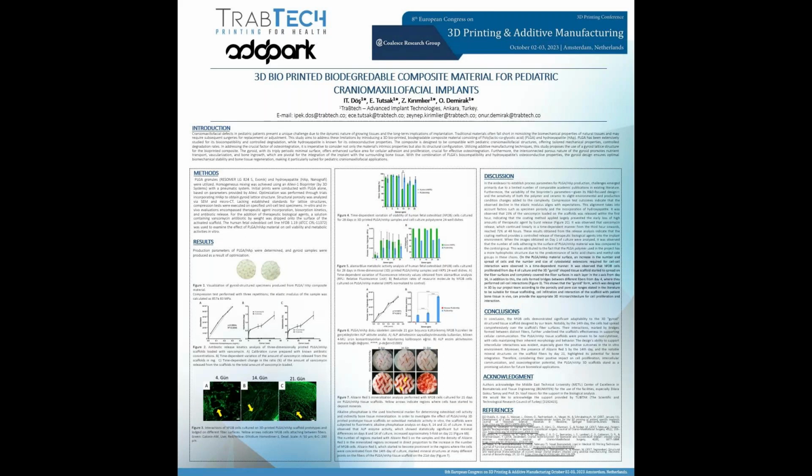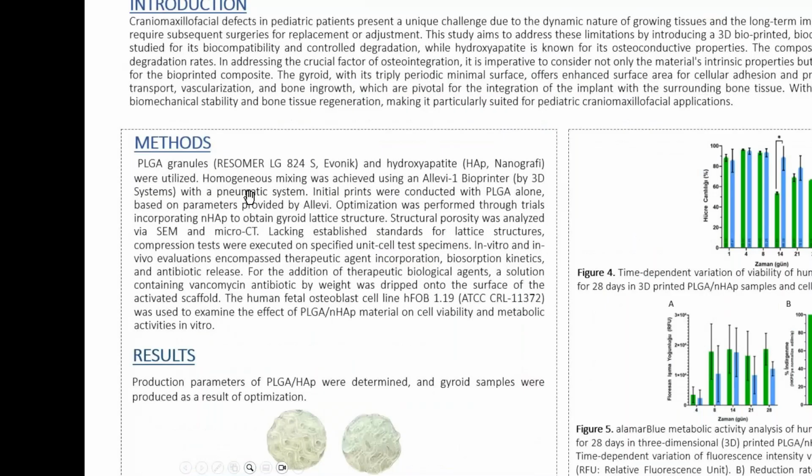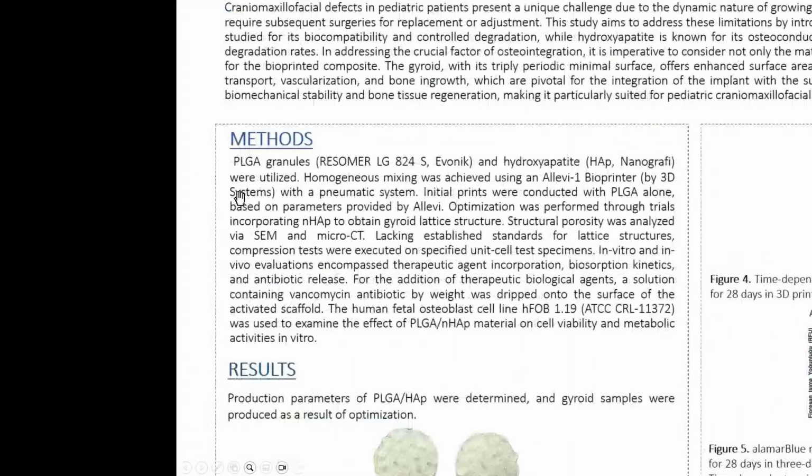Furthermore, the interconnected porous nature of the gyroids promotes nutrient transport, vascularization, and bone ingrowth. When I jump into the methods, I can zoom in for you. Okay. We used PLGA granules from Resomer and nanohydroxyapatite from nanography.